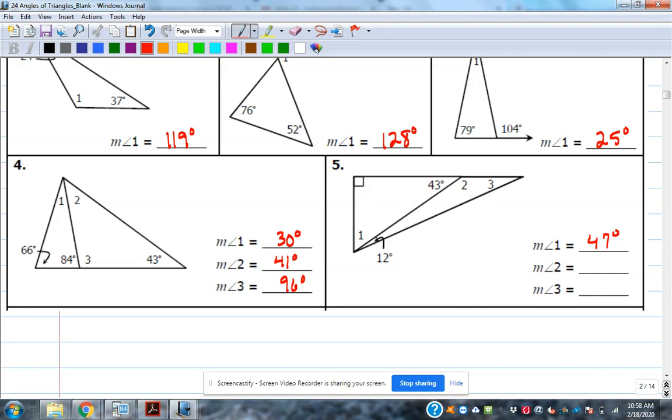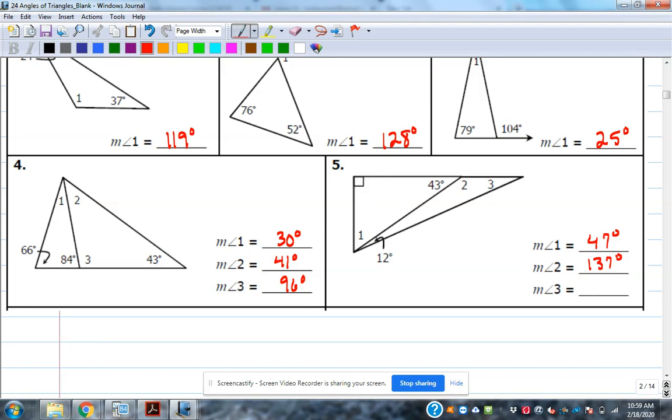How could I get angle 2? It's a linear pair with 43. That's one way to get it. Subtract that from 180, you get 137. I could also do 47 plus 90, which is 137. That's where the exterior angle theorem could be used there.